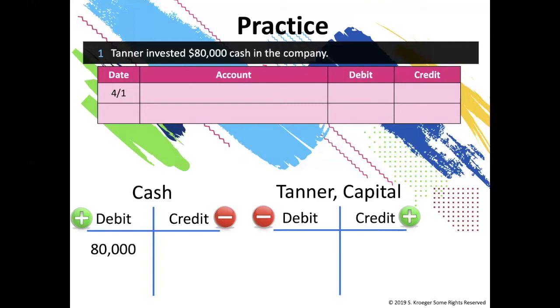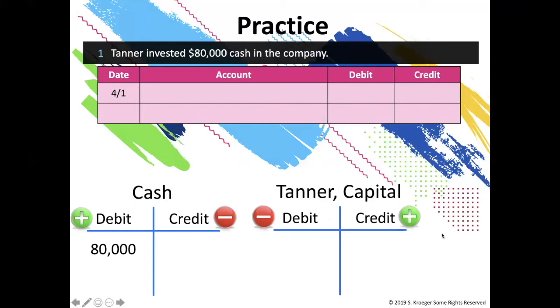So if we did the shortcut way, if we know that this is a debit, then we would have to do a credit here because debits have to equal credits. We can't just have a debit and a debit. That won't work. But let's take a look anyways.